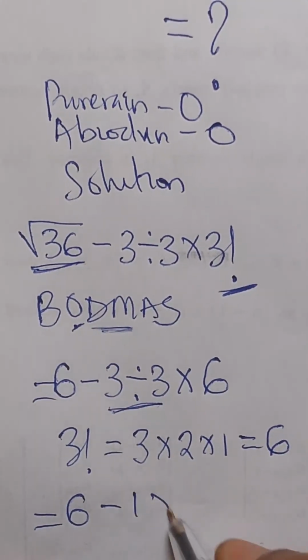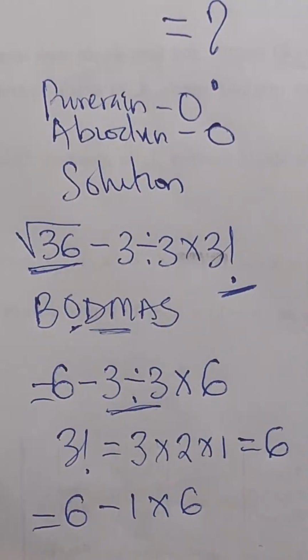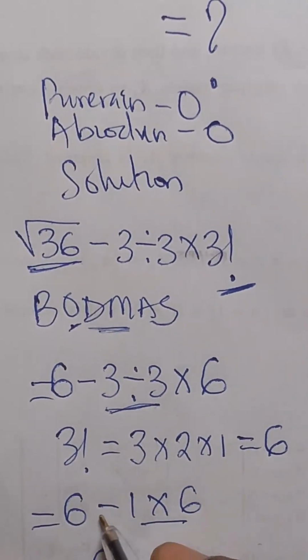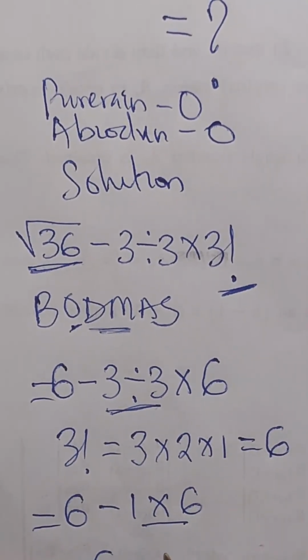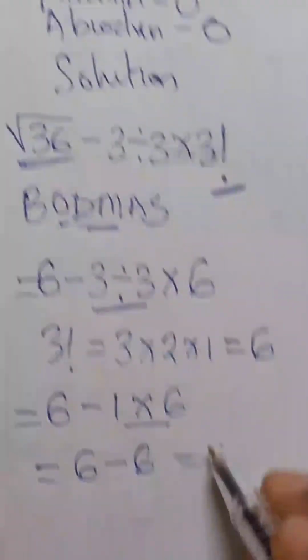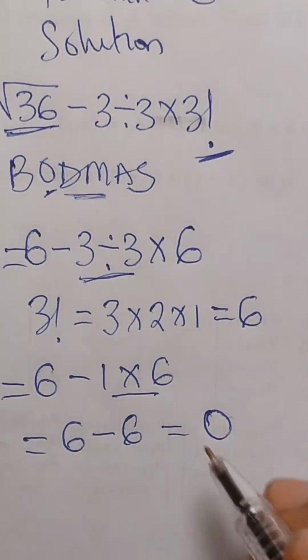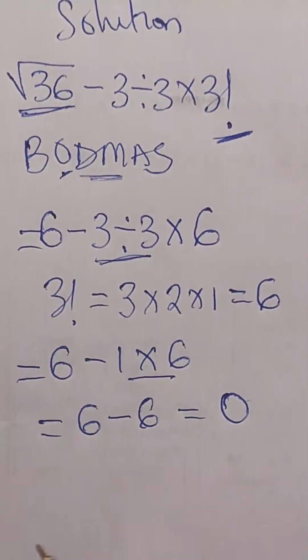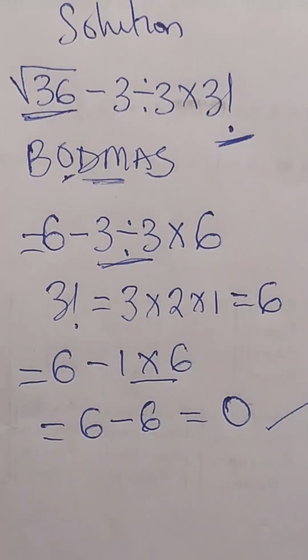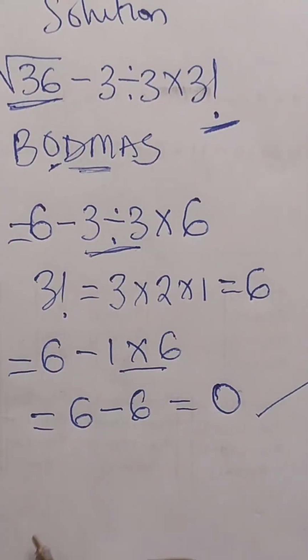6 minus 1 times 6. And this is 6. We'll multiply. 1 times 6 is 6. And the answer is 0. So the answer is 0. Good. Abiodun, you're right. Purine, you're right. So solve the next question.